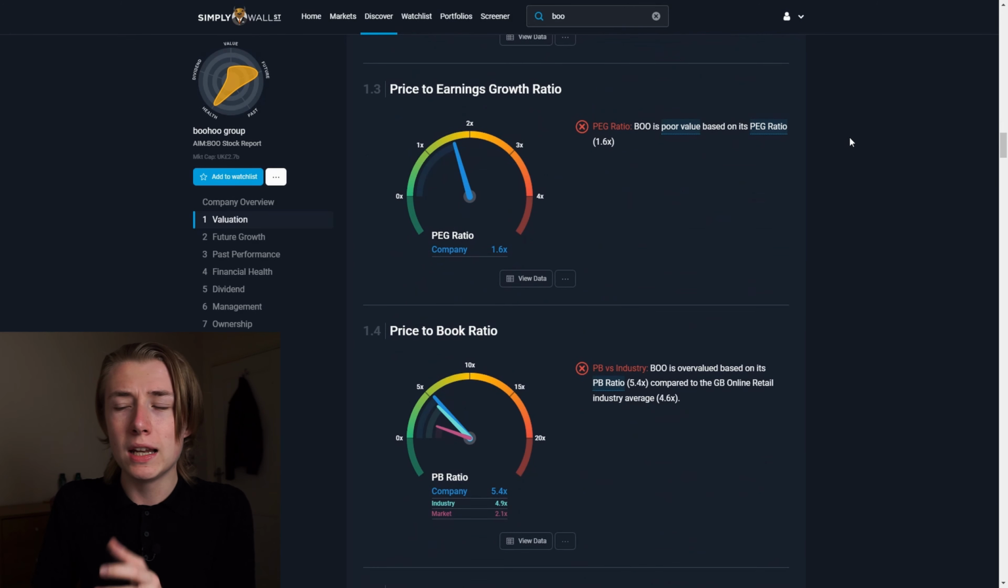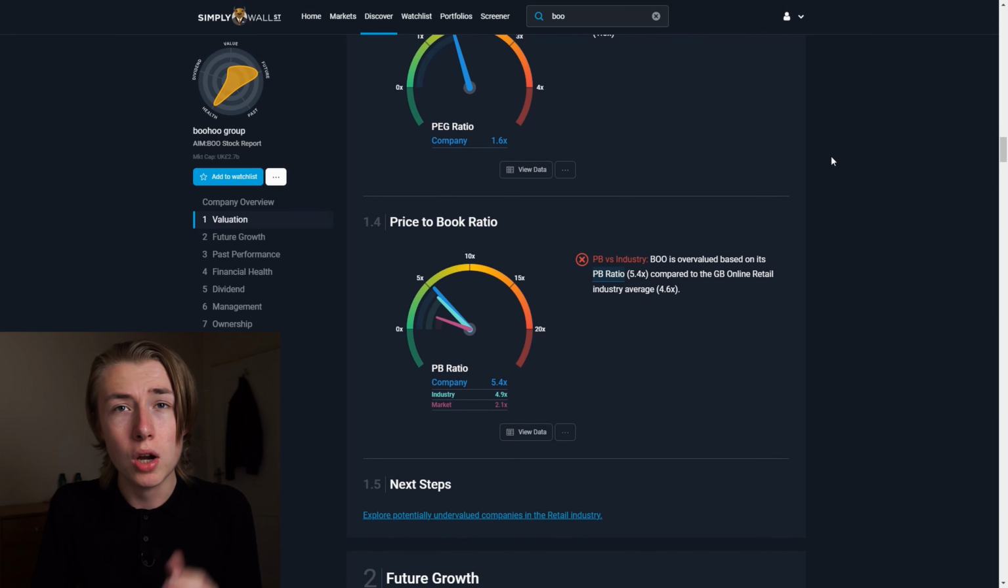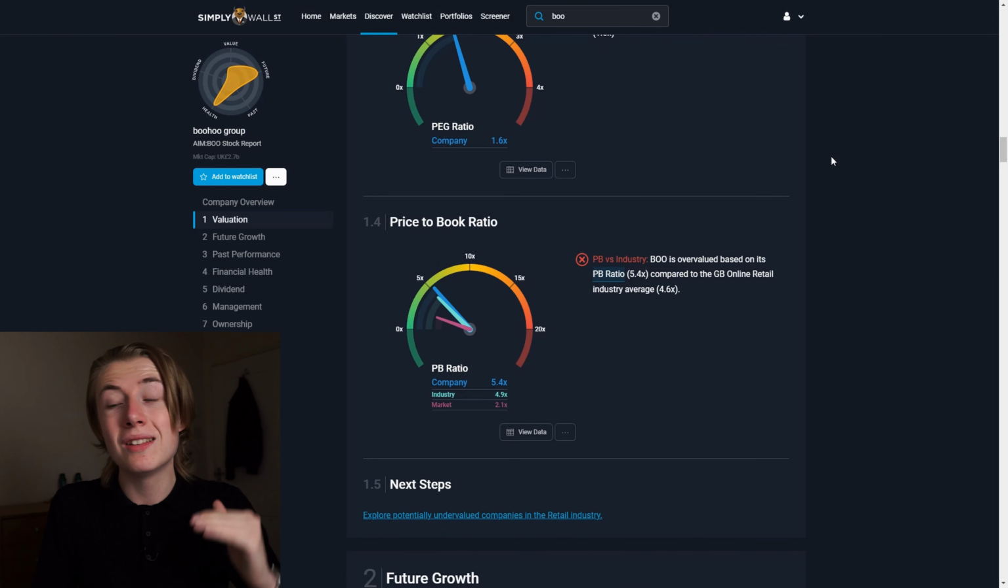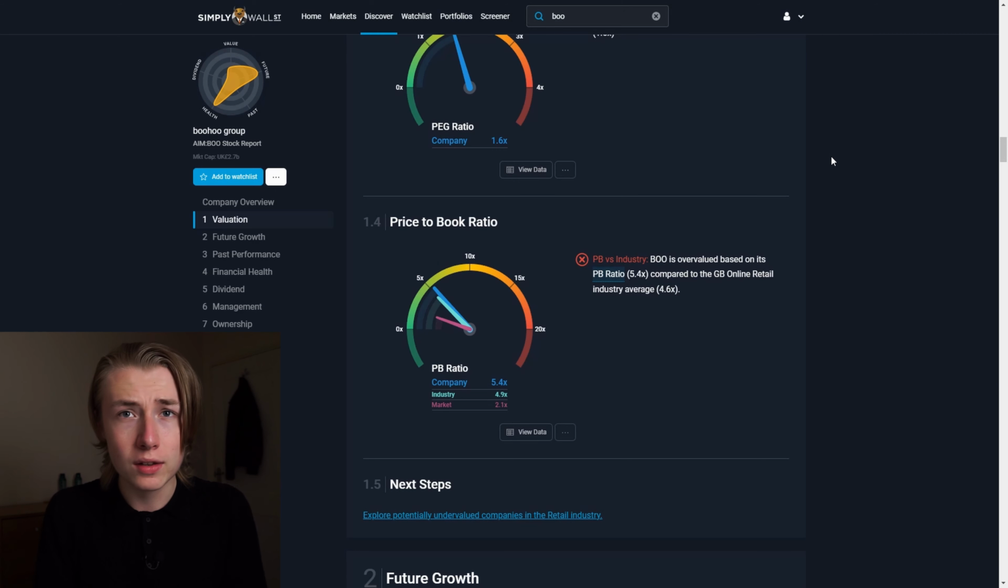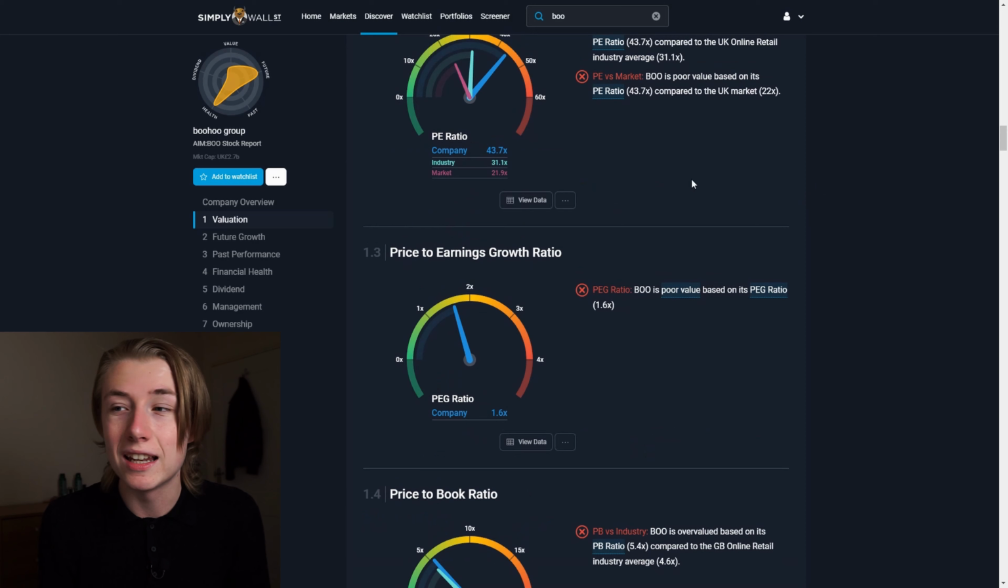What I am interested in is the price to book ratio, which is really starting to come down into line with the industry. This could suggest that it's at a fair value. And usually for growth stocks, you would pay a premium for the amount of growth they're going to provide, as they are growing their financials and underlying fundamentals faster than other companies in the markets. And so sometimes they justify a steady premium.